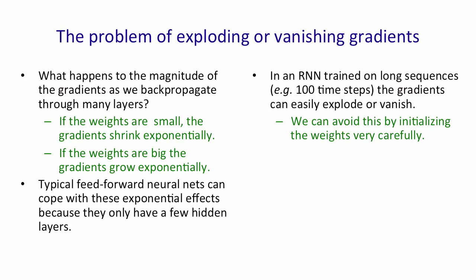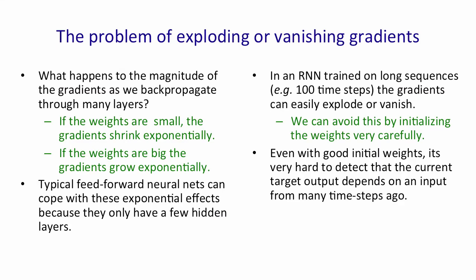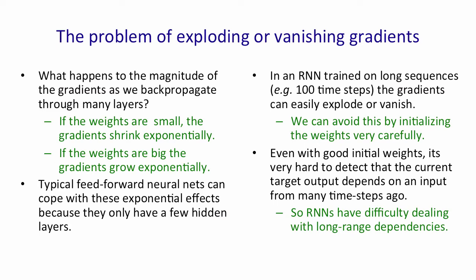We might be able to initialize the weights very carefully to avoid this, and more recent work shows that indeed careful initialization of the weights does make things work much better. But even with good initial weights, it's hard to detect the dependency of the current output on an input from many time steps ago. So it's hard to make the output depend on things that happened a long time ago. RNNs have difficulty dealing with long-range dependencies.